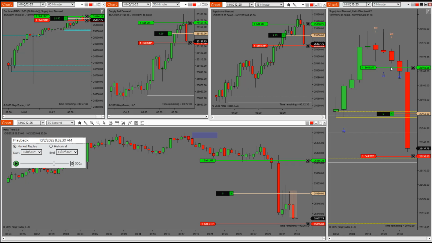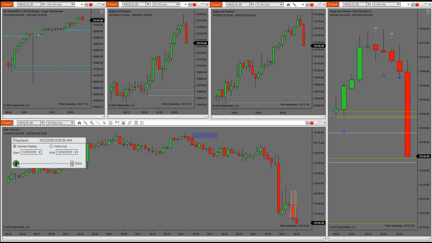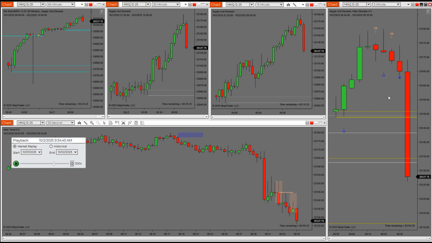There we go, sorry. Stop film. Okay, well, we would have had, whatever, if we would have had a target on there. That's 112 ticks, so I'm sure you got something, right?